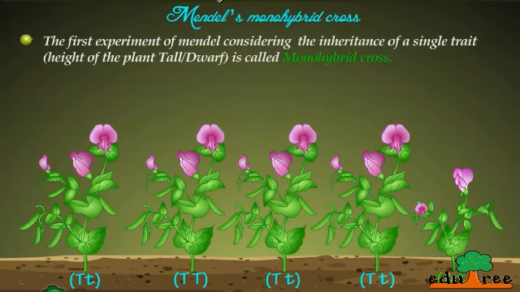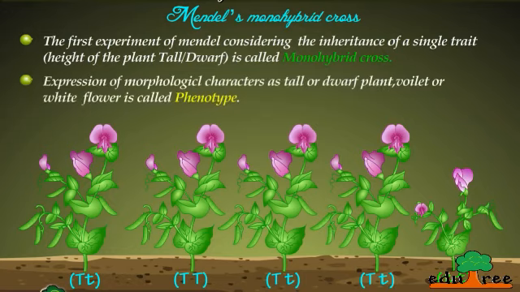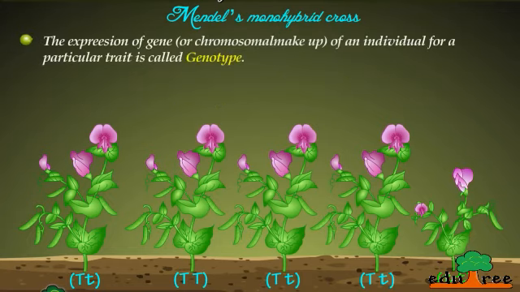The first experiment of Mendel, considering the inheritance of a single trait, which is the height of the plant, tall or dwarf, is called a monohybrid cross. Expression of morphological characters such as tall or dwarf plant, violet or white flower, is called phenotype. The expression of gene or chromosomal makeup of an individual for a particular trait is called genotype.